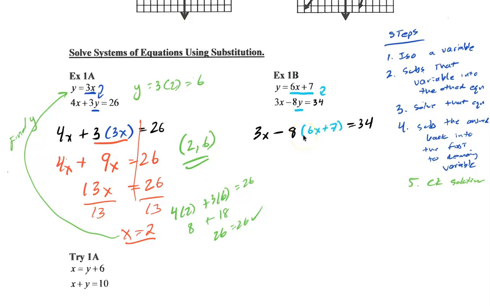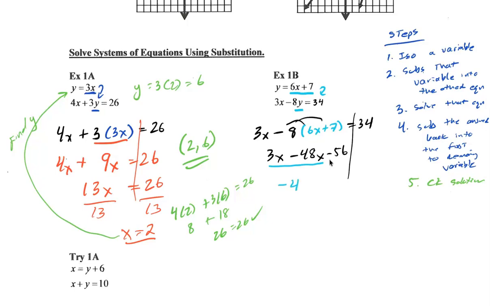Now let's distribute. When we solve this, we want to simplify the sides first. So let's simplify the left-hand side. I'm going to distribute that -8 into both of these. -8 times 6x is -48x. -8 times 7 is -56. And then again, I can add up like terms here. These two are both x's, so I can add them up, because they're on the same side.